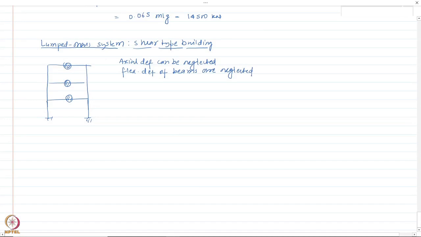So first you try to understand what those assumptions mean. If you consider any column or any beam like this, if you apply axial force, the displacement is very small because the axial stiffness is very high. However, if you apply a lateral force, it takes a relatively smaller force to generate some finite displacement. So in this case, we are doing the same thing. We are saying that for the shear type building, I'm not going to consider any axial deformation in the beam or column, and I'm not going to consider any flexure deformation in the beam.